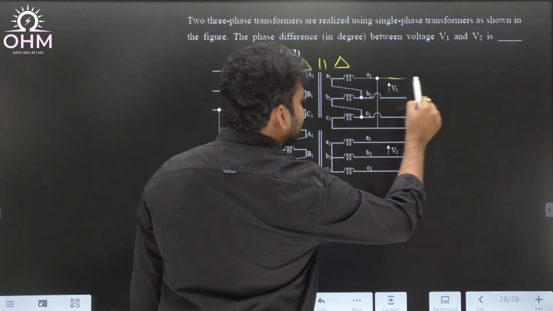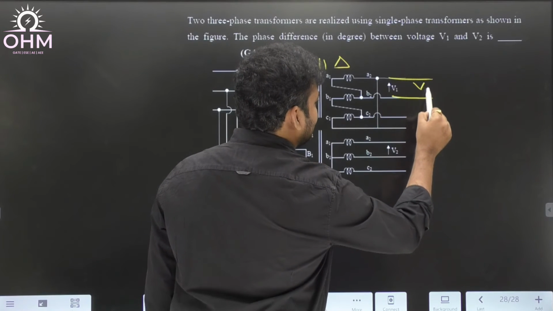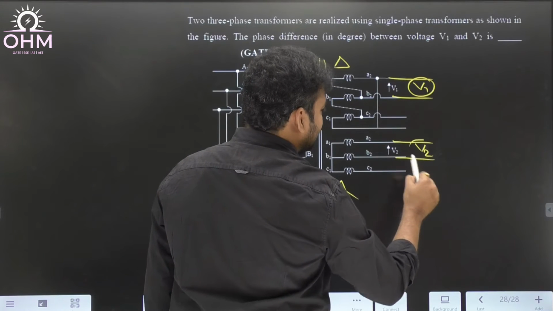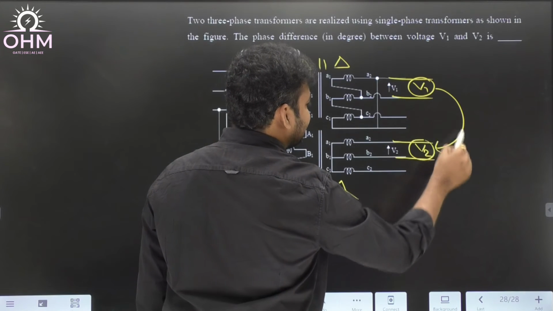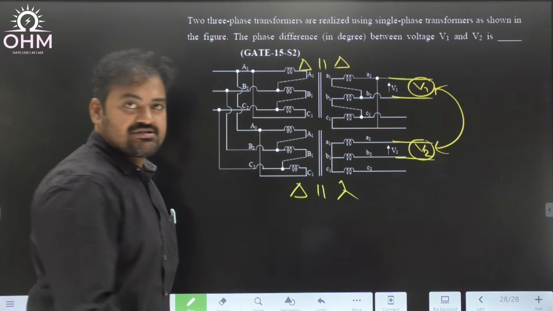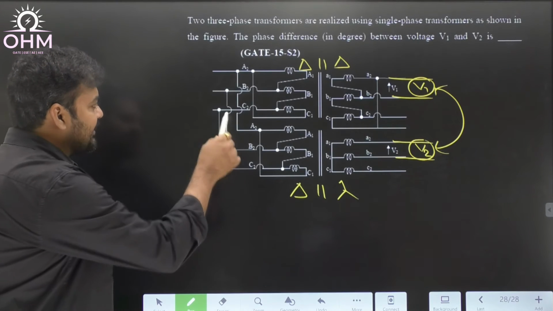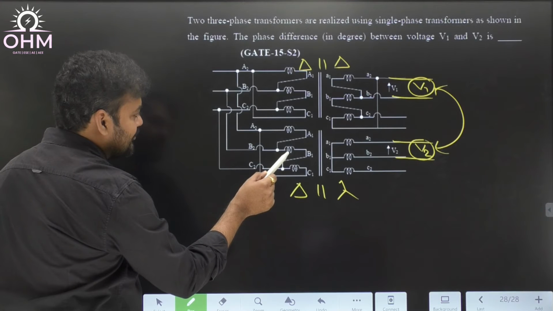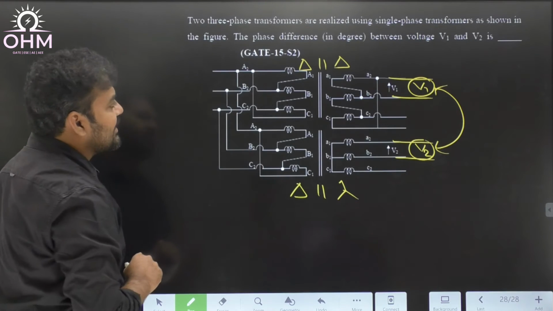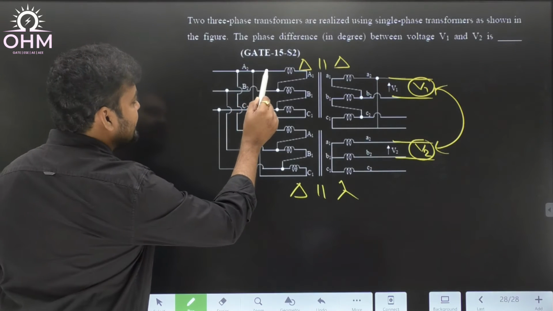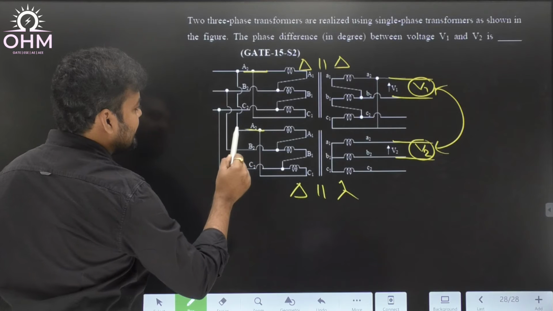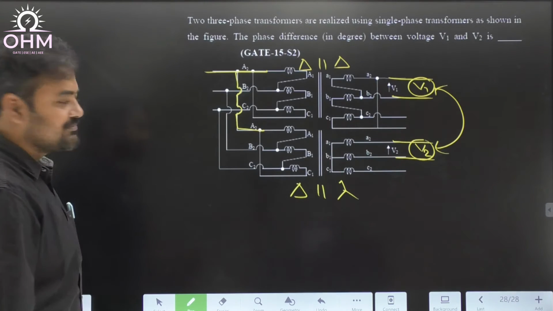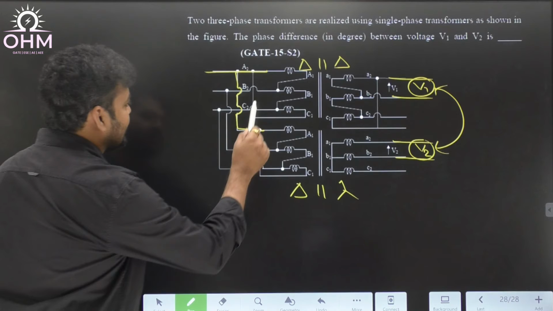And on the secondary side, first transformer line voltage V1, second transformer line voltage V2. We are asked to find out what is the phase angle difference between these two voltages. Whereas on the primary side, first transformer primary and second transformer primary, both are connected in parallel, isn't it? You see the line A of first transformer, line A of second transformer connected to the same bus bar.